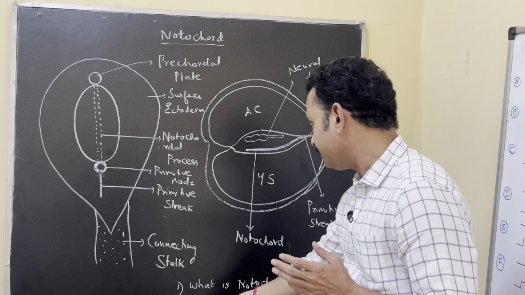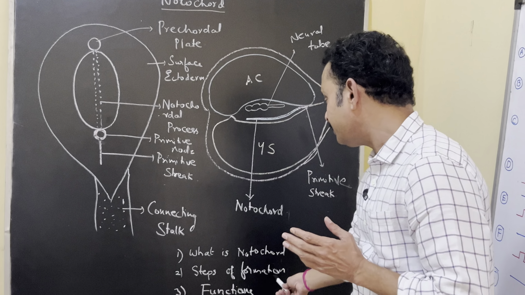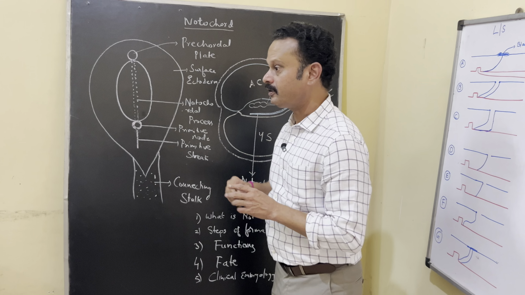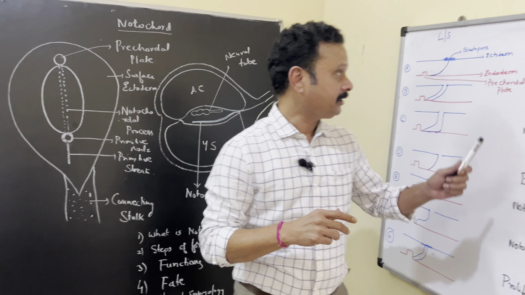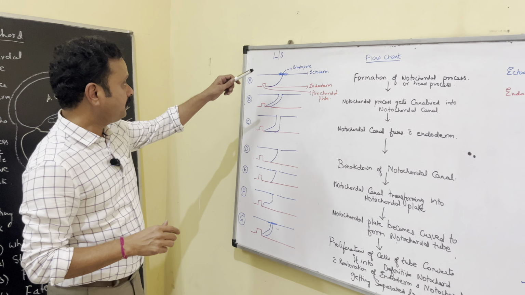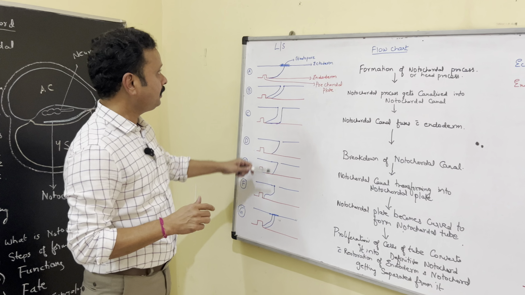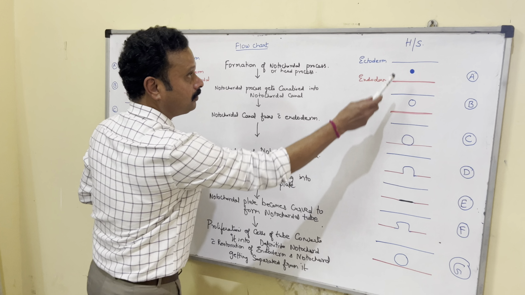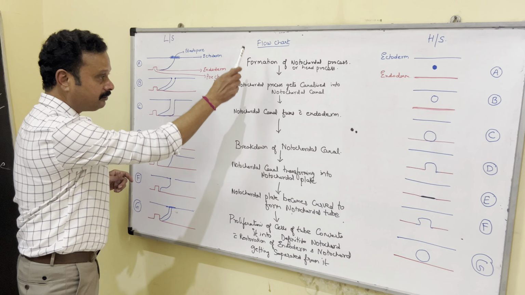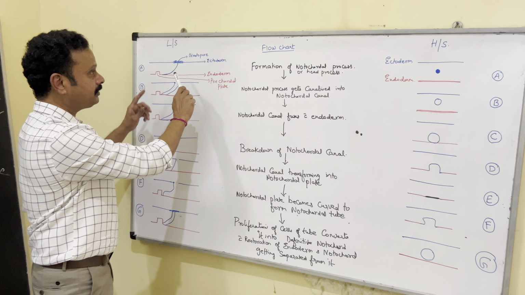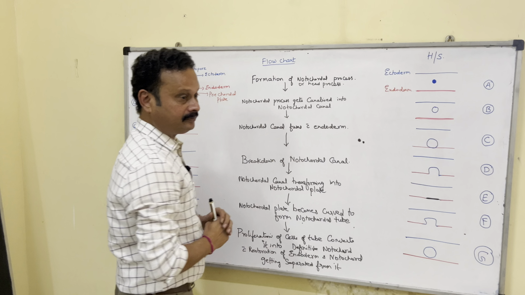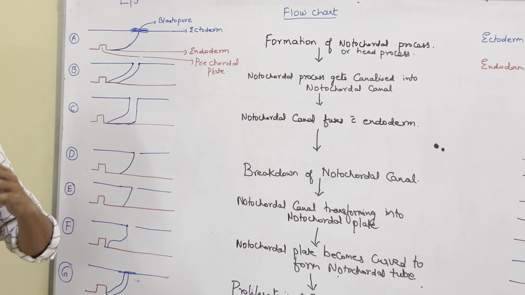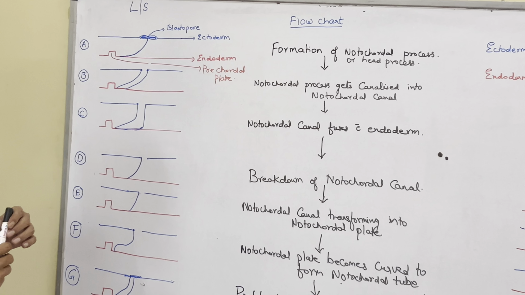How is it formed? What are the steps involved in the formation of this notochord between the primitive streak and precaudal plate? To know better, these diagrams are longitudinal sections, these diagrams are horizontal sections, and in the middle a flow chart related to each diagram. Now coming to the first one, how the notochord is formed.